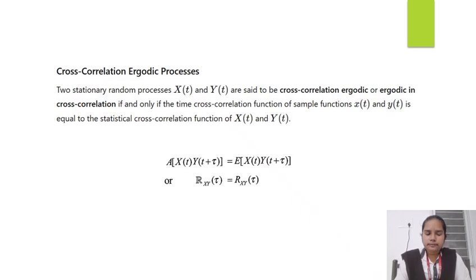A represents the time average and E represents the ensemble average. We know that cross correlation equals x of t into y of t plus tau. A of x of t into y of t plus tau represents the time average of cross correlation, and E of x of t into y of t plus tau represents the cross correlation in ensemble average. If this condition is satisfied, then the cross correlation ergodic characteristic is determined as Rxy of tau equals Rxy of tau. And thank you.